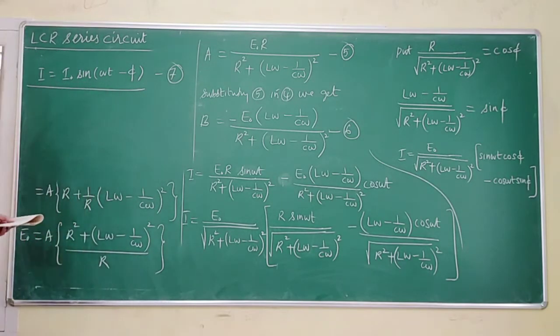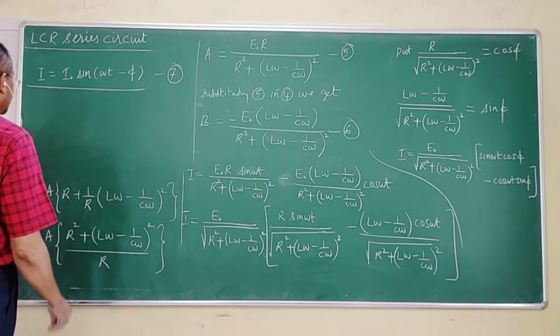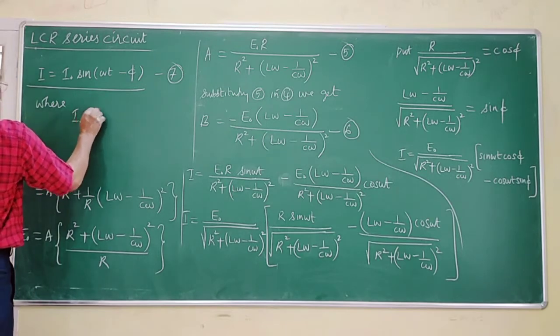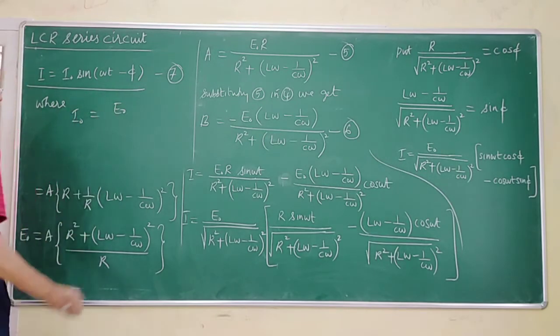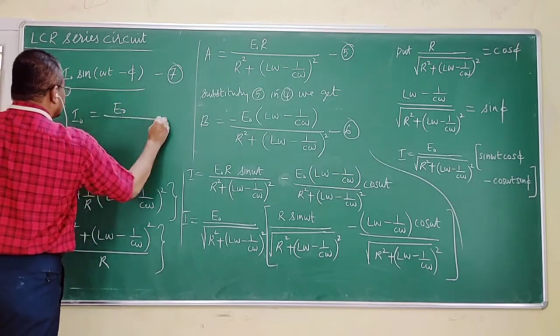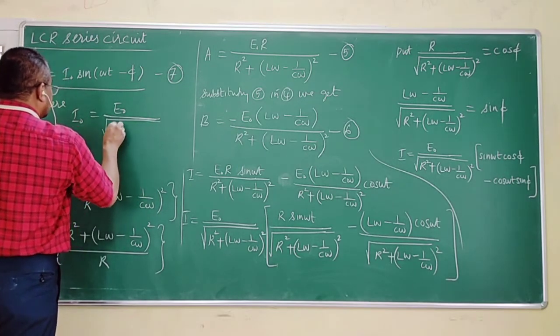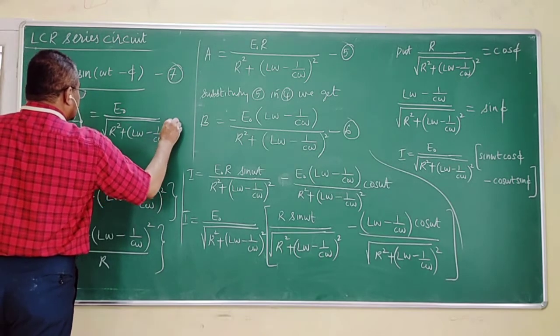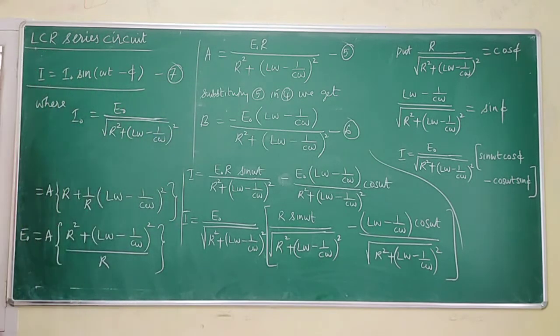Okay. And what is that I naught? I naught is E naught upon under root of R square plus L omega minus 1 by C omega square. Okay.